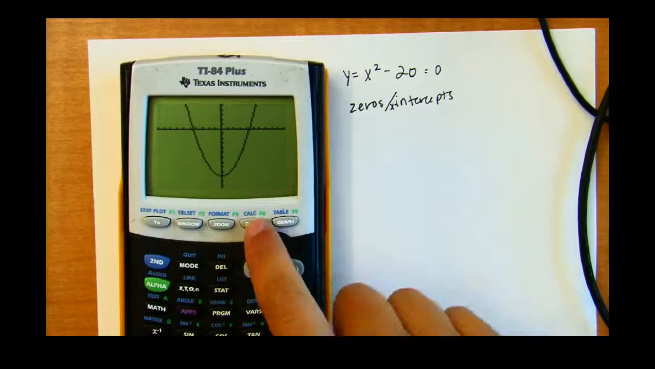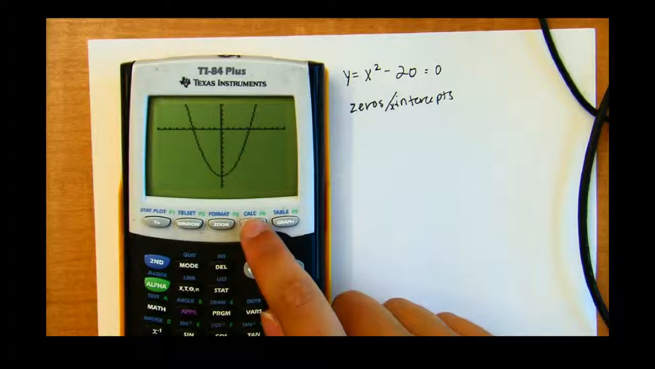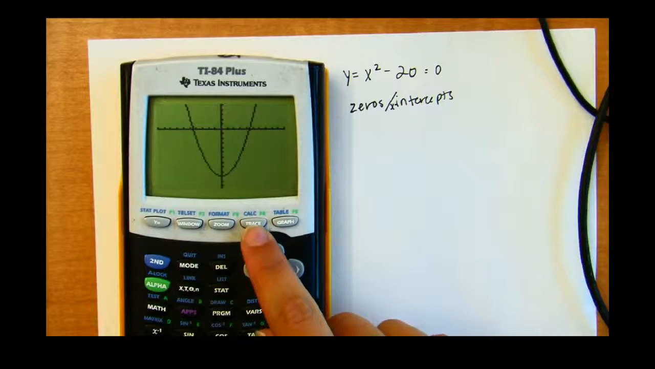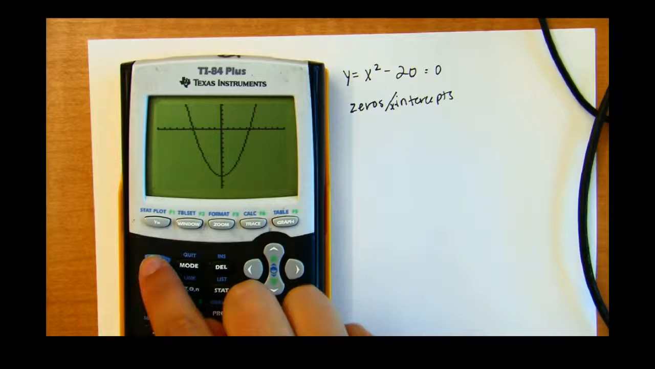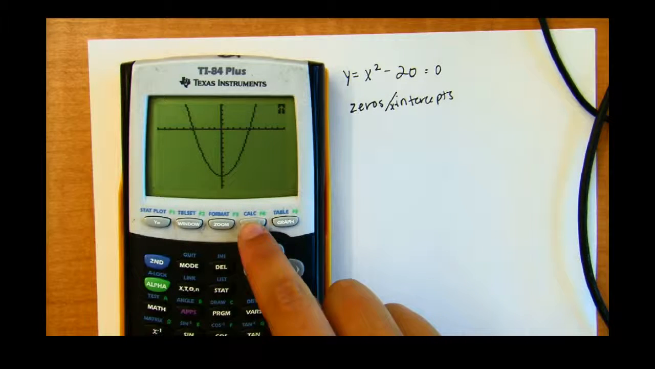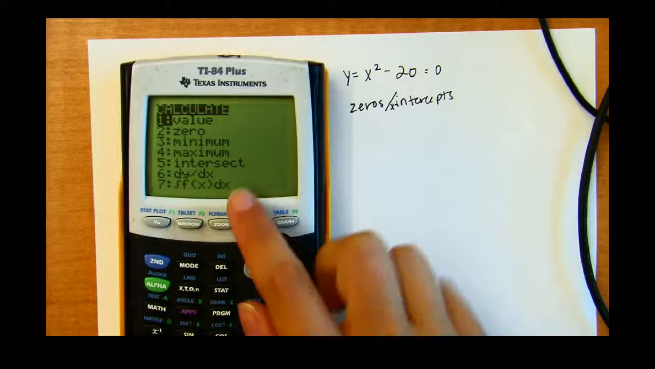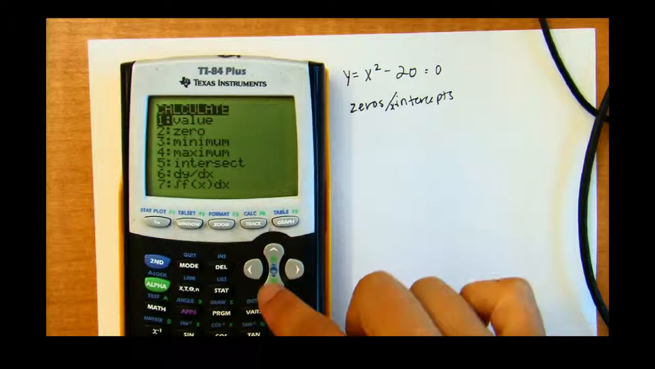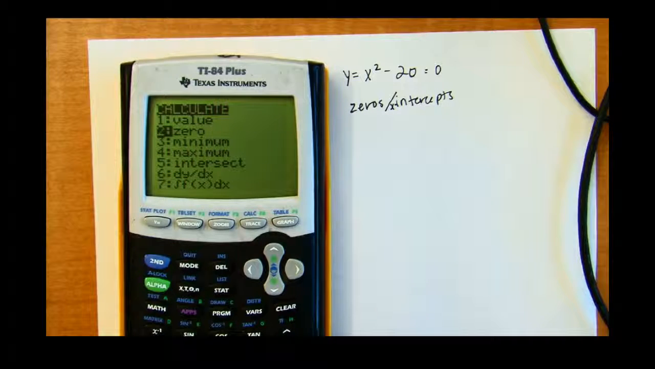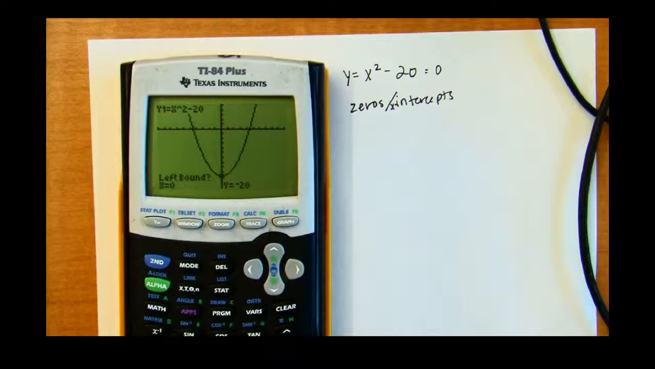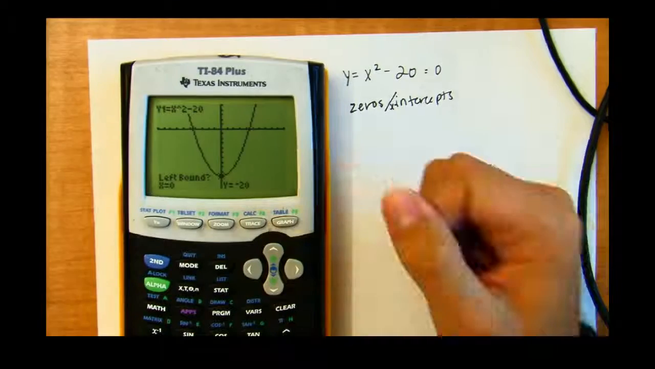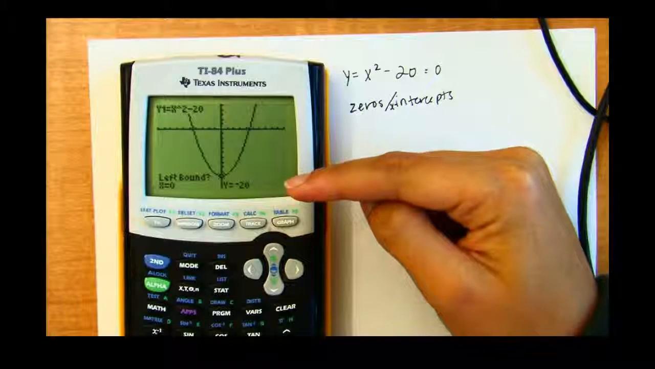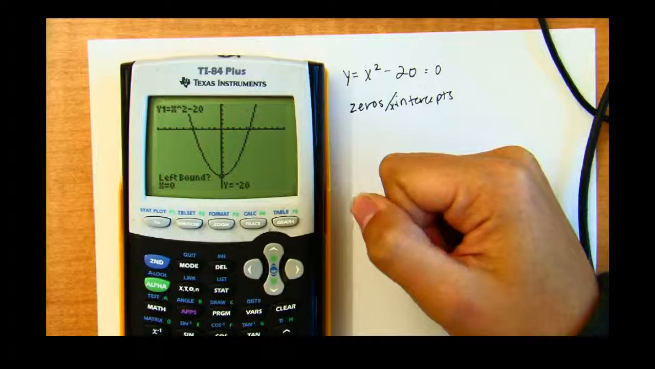The way to activate it is in this blue calc section right above the trace button. To activate those blue letters, I'm going to press second and then calc. And you'll see that right below I've got this nice zero value. So I'm going to go down to number 2 or press the number 2. And then my calculator is going to ask me a series of questions in order to find the zeros.